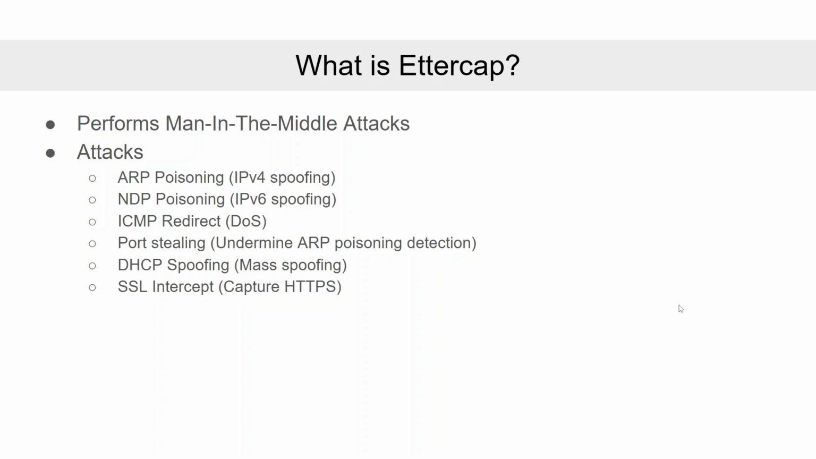The next is you can do port stealing. Instead of pretending to be another device with their IP address, you pretend to be a port number. A common port number would be port 80 for HTTP. Then you have DHCP spoofing. DHCP is Dynamic Host Configuration Protocol, and that configures the subnet of your network. So if you're able to spoof that, you can pretend to be a whole collection of devices. And then you have SSL intercept, and that will let you view traffic that's encrypted.